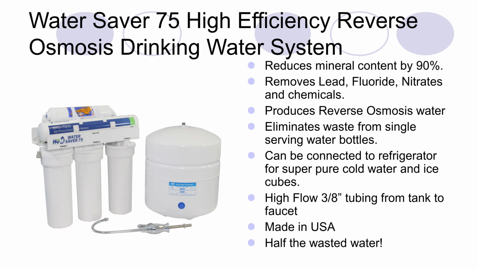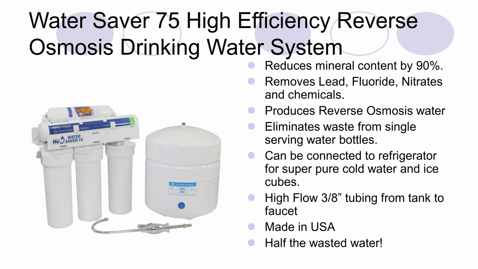We have a number of RO systems both in our store and online, and people always say, well, which ones do you suggest? In a lot of the videos you'll see me featuring this system. It's the Hume Water Saver 75. Hume is our own private label brand. And one of the things I really like about this, and keep this in mind when you're shopping for a reverse osmosis system, is that the first points you see listed here are the same. It reduces mineral content, removes lead, fluoride, nitrates, and chemicals, produces reverse osmosis water, eliminates waste, all that jazz. That's the same for every reverse osmosis system.